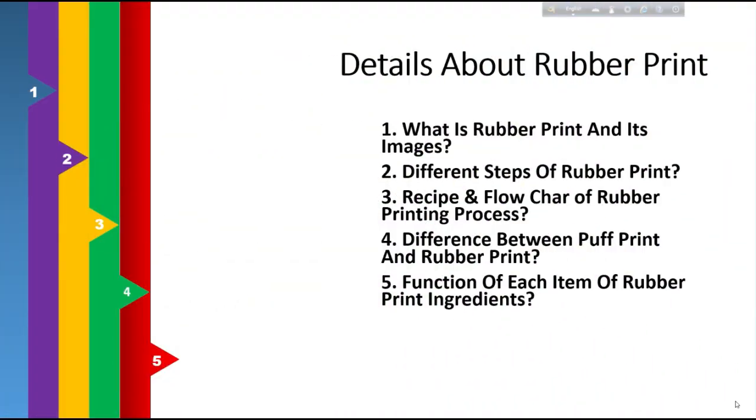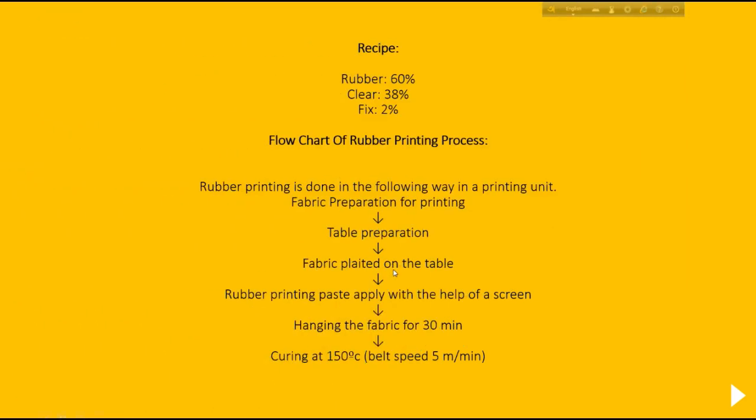Next is the recipe and flowchart of rubber printing process. Here is the recipe. Rubber is 60%. That is the main ingredient here. Then clear, then fix.